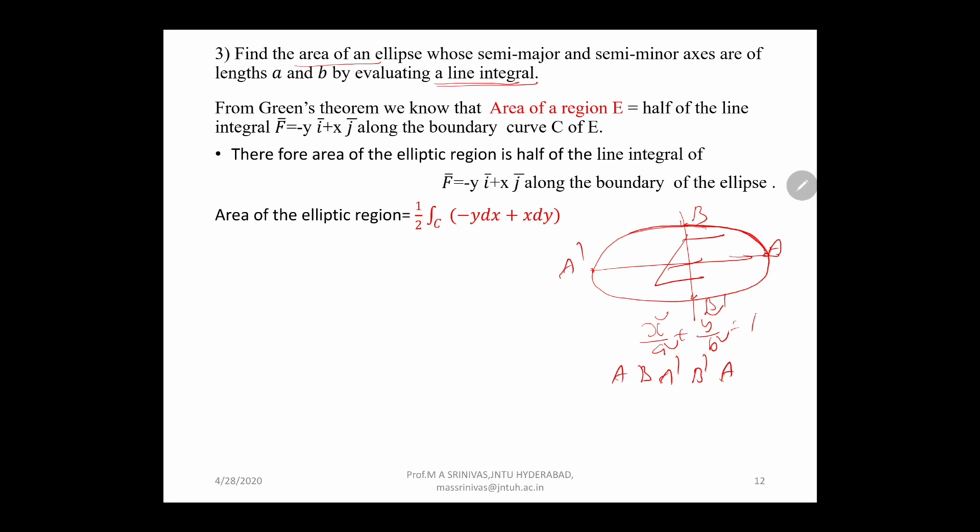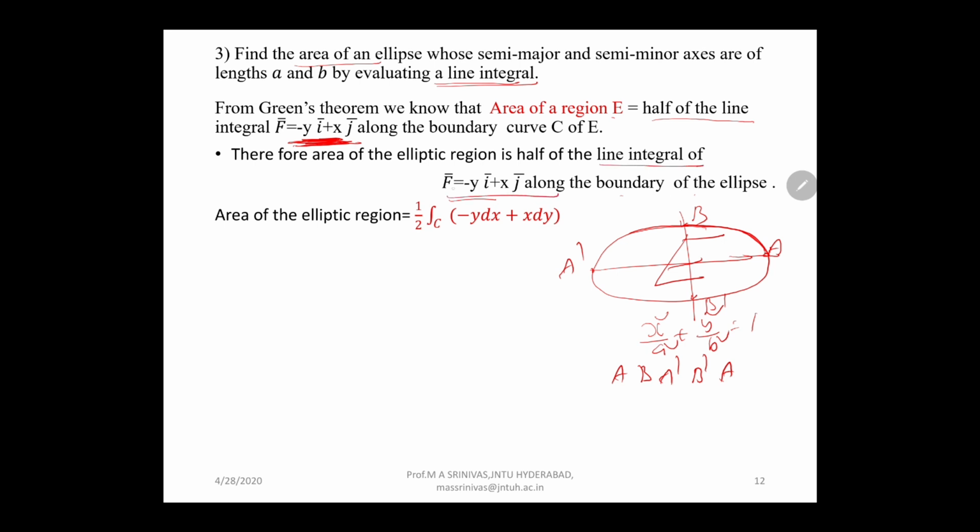What Green's theorem says, as an application from Green's theorem, we know, as I gave you the idea at the beginning, the area of any region is half of the line integral of this function, which you need to remember, along the boundary of the region. So for finding the area of this elliptic region, it is half of the line integral of this along the boundary.